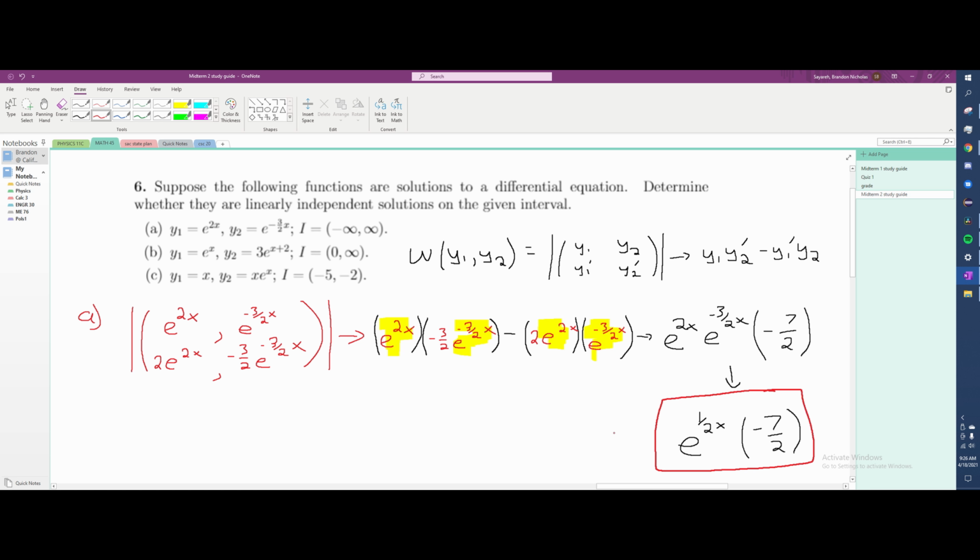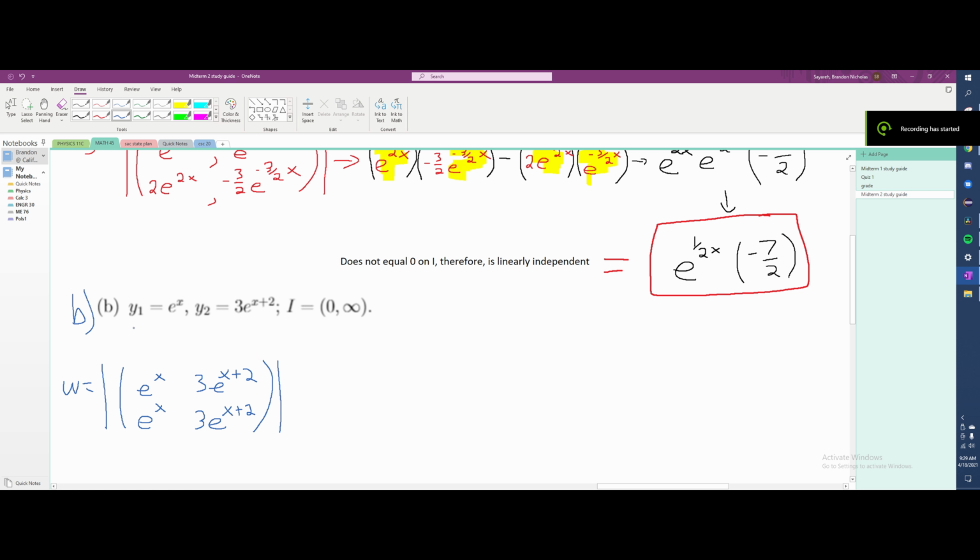Now, this does not equal 0 on any interval. To properly write this answer, we need to state that it does not equal 0 on the interval. Therefore, it is linearly independent. If it were to equal 0 on the interval, it would be linearly dependent. But since it does not, it is linearly independent.